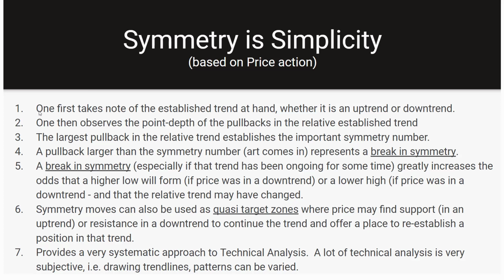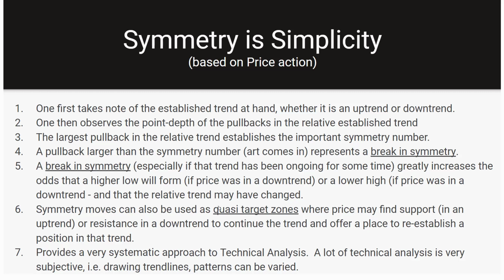So here are some various steps of symmetry. You first note the established trend at hand, whether it's an uptrend or a downtrend. All right. You then observe the point depth of the pullbacks in the established trend, again, whether it's an uptrend or downtrend. The largest pullback in the relative trend establishes the important symmetry number. A pullback then larger than symmetry, there is some art, as there is with technical analysis, represents a break in symmetry. A break in symmetry tells you with pretty high certainty that the odds of that immediate trend are over, okay, whether it's an uptrend or a downtrend.